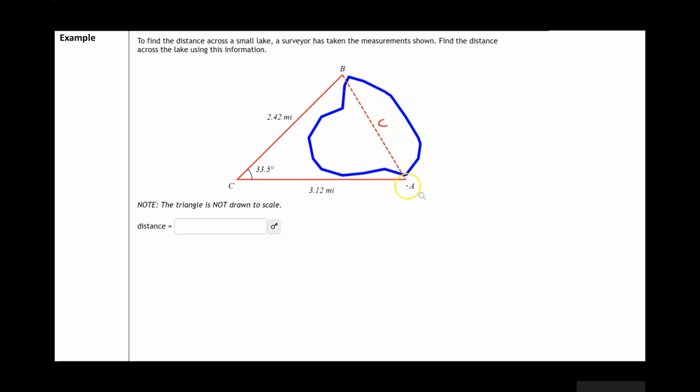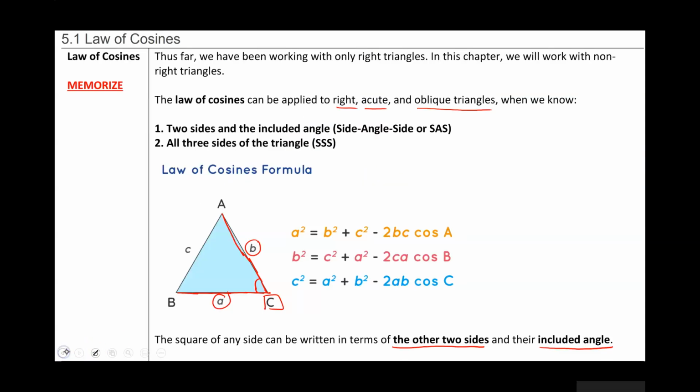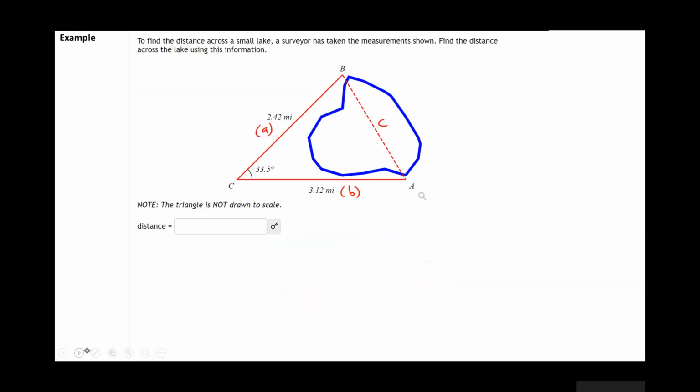Now, in general, opposite of angle A is always going to be side A, opposite of angle B is always going to be side B, and opposite of angle C is going to be side C. Because we're looking for side C, we're going to use this last formula: c squared equals a squared plus b squared minus 2ab times cosine of C. So let's plug this in.